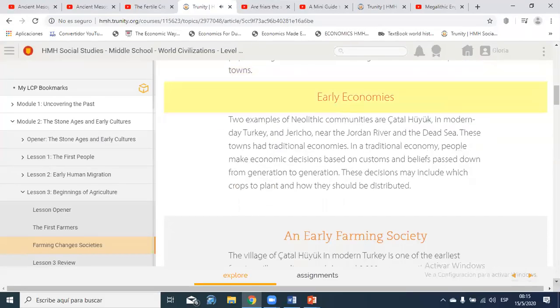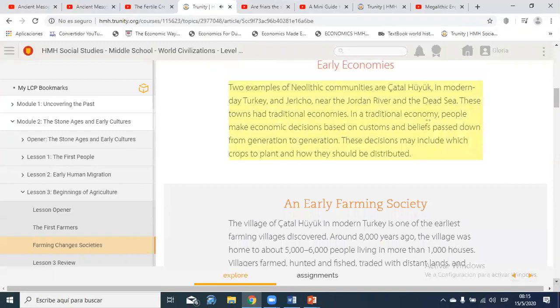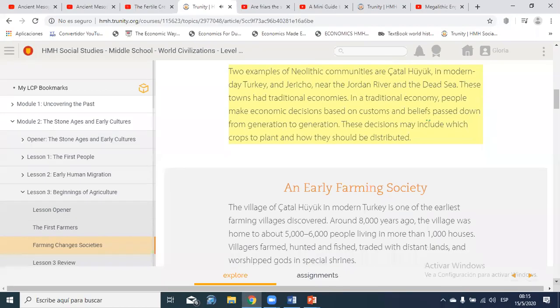Early economies. Two examples of Neolithic communities are Çatalhöyük in modern-day Turkey and Jericho near the Jordan River and the Dead Sea. These towns had traditional economies. In a traditional economy, people make economic decisions based on customs and beliefs passed down from generation to generation. These decisions may include which crops to plant and how they should be distributed.